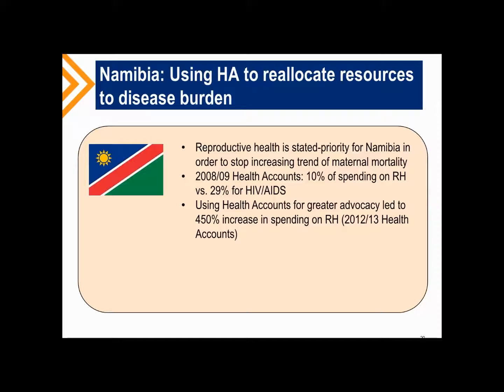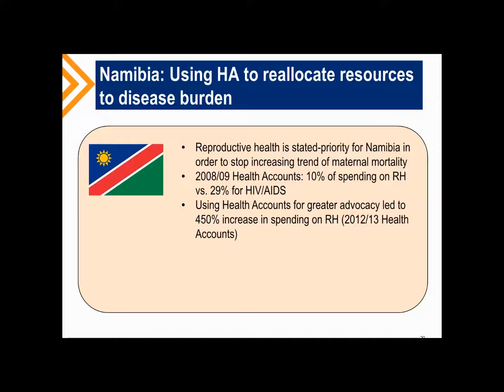Namibia is an example where health accounts were used to reallocate resources to national priorities. Reproductive health in Namibia is a national priority, and in the 2008 health accounts, it represented 10% of spending. Most of the spending, however, came from households, and was during a time where maternal mortality rates were increasing. And this was in comparison to HIV/AIDS spending, which represented 29% of health spending and which exceeded costing estimates for HIV/AIDS.